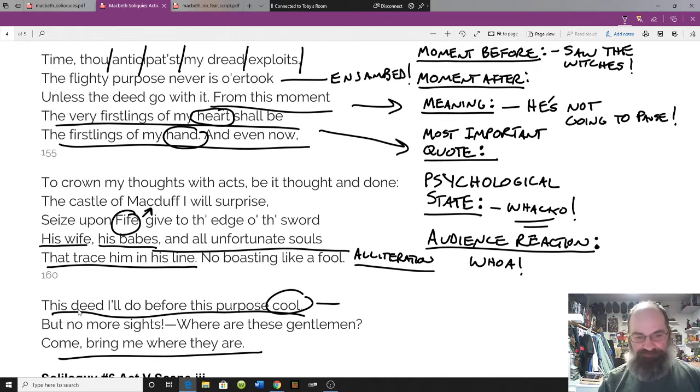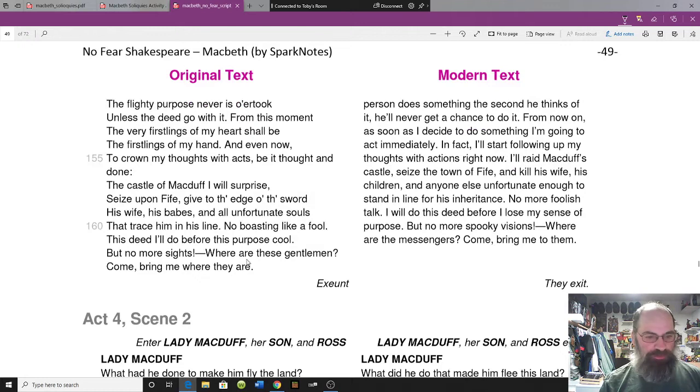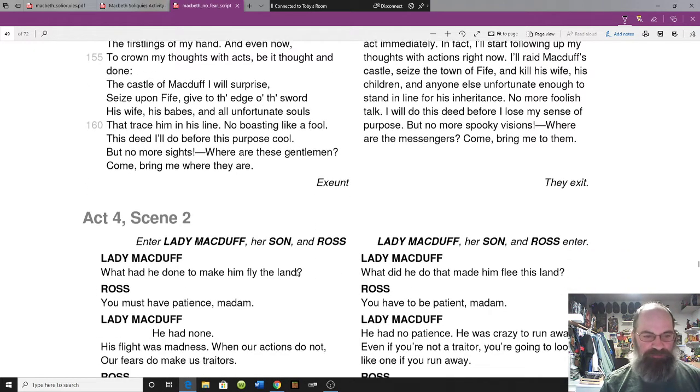What's next? We're going to talk about what's next now. "Where are these gentlemen? Come, bring me where they are." But no more spooky visions. Where are the messengers? I'm going to go find my messengers. And then what happens directly after?